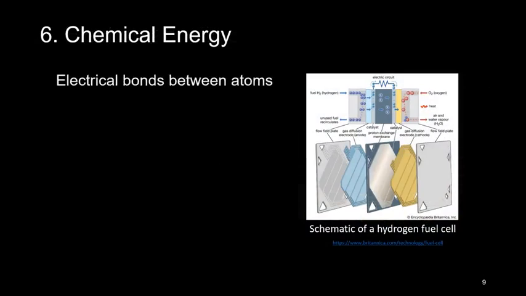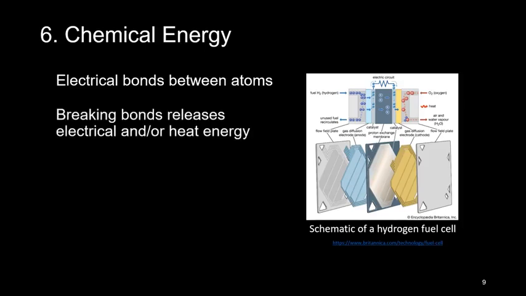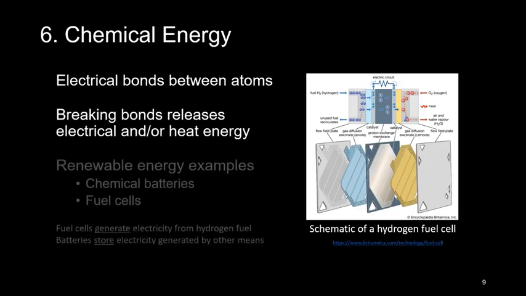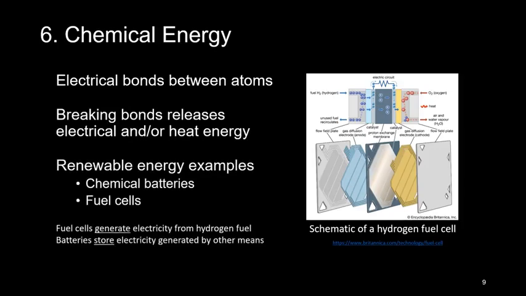Chemical molecules are formed with electrical bonds between atoms. When these bonds are broken, it releases electrical and/or heat energy. Renewable energy examples include chemical batteries that store energy and fuel cells that generate electricity with hydrogen, as shown in the schematic at the right.